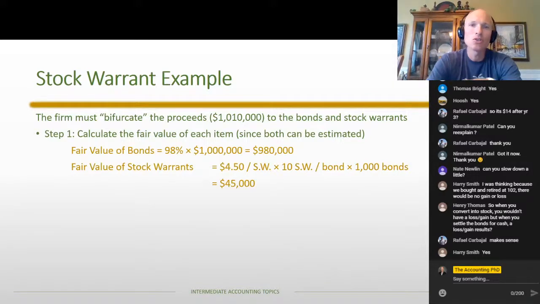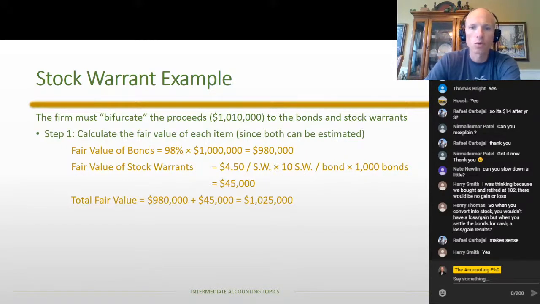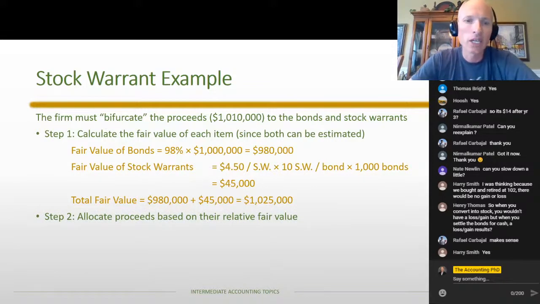But for whatever reason, these two fair values, while we're given them and while they're reliable, we cannot use them directly for this issuance. The reason we can't use them directly is because the proceeds that we received isn't the sum of these two numbers. And so since it's not the sum of these two numbers, we need to take a different approach, and that's what we're doing through this proportional method. So the total fair value is $1,025,000, of course, which is different than the proceeds that I receive. And so given that it's different, the second thing that I need to do is allocate the proceeds based on their relative fair value.